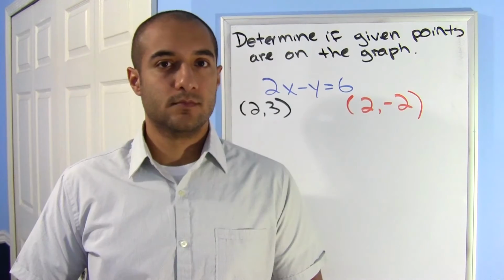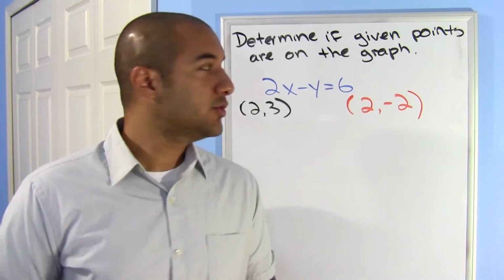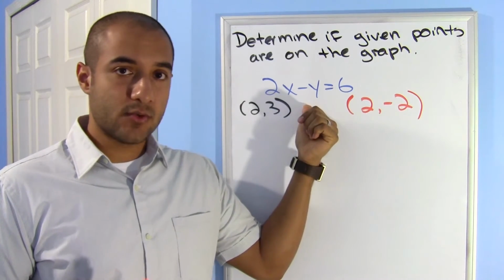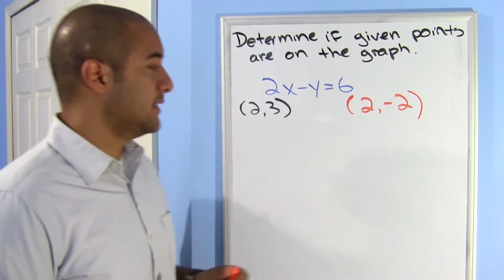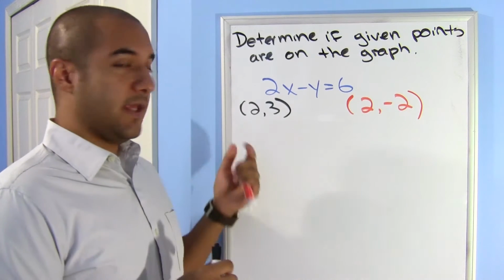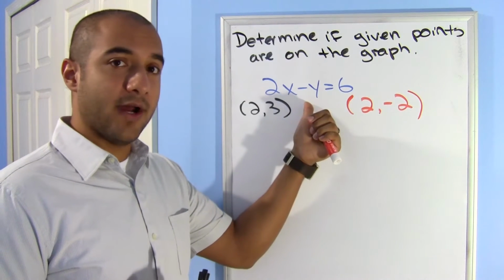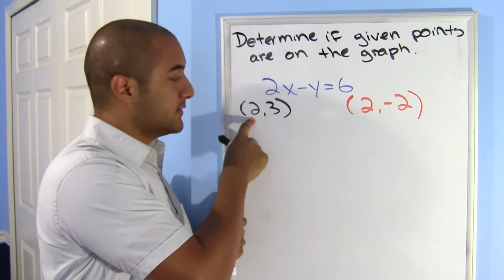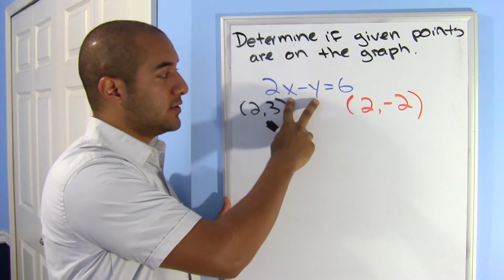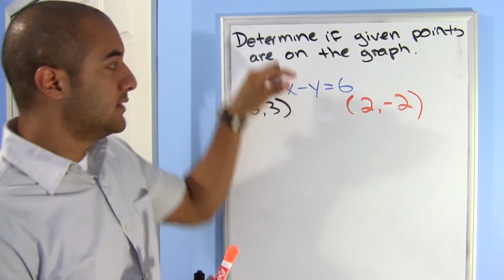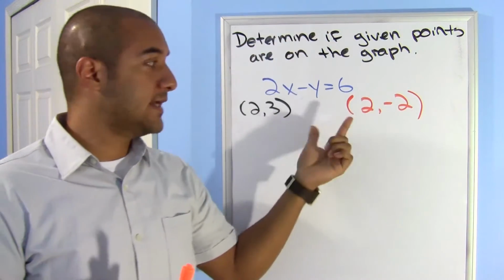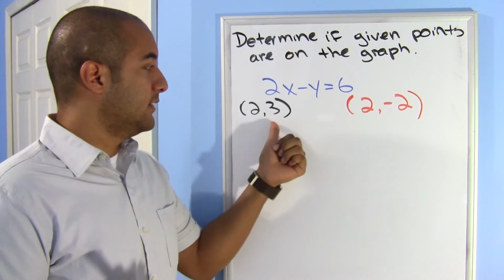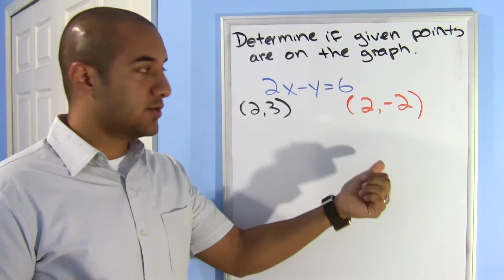Let's get started. Usually the first thing they ask you is if the given points are on the graph of this equation. So let's see what they want us to do. If these points were on the graph of this equation, then if I substitute the x and the y in the equation, I should get 6 is equal to 6. It should say something that's true. If it gives me something that's false, then it's not part of the equation, and then we try the other one.